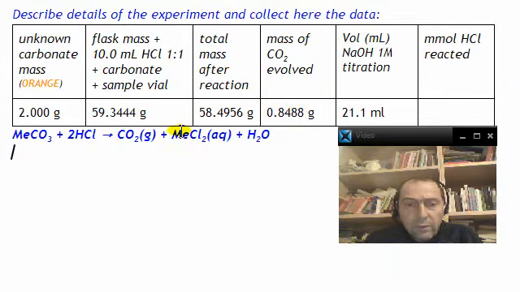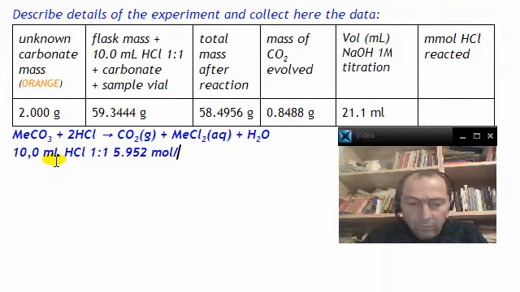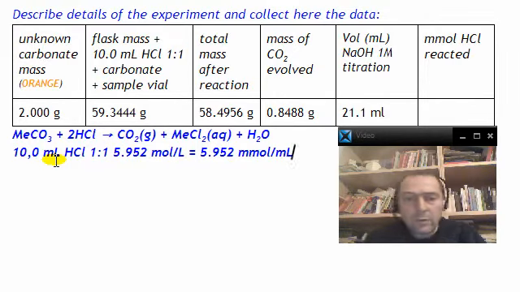Well, for the calculation, we have to know, as the students knew, that the hydrochloric acid that they used, that was exactly 10 milliliters, with molarity that was 1 to 1, had molarity 5.952 moles per liter, and this amount equals 5.952 millimoles per milliliter. It is the same way to express the same concentration.